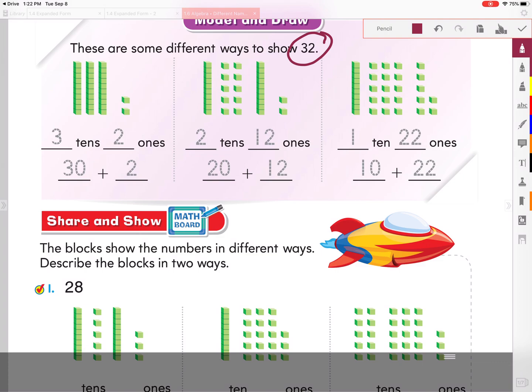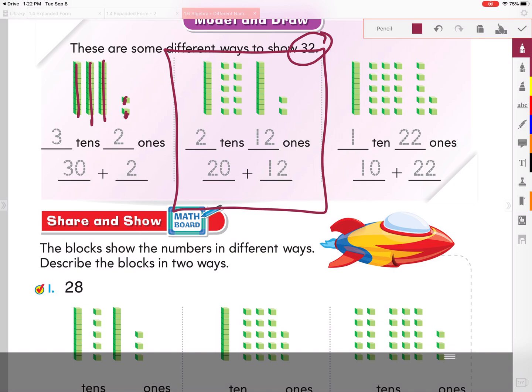We like to trade up and take all those little singles and trade up for rods so that we can count by tens. But boys and girls, we can take those rods apart and have over 10 ones and just count them by ones. That's exactly what they've done for this middle one. But let's start with our first one. They said, let's show the number 32. This is the way we've been practicing: 3 rods and 2 singles. That means 3 tens and 2 ones, which is the same as 30 plus 2.